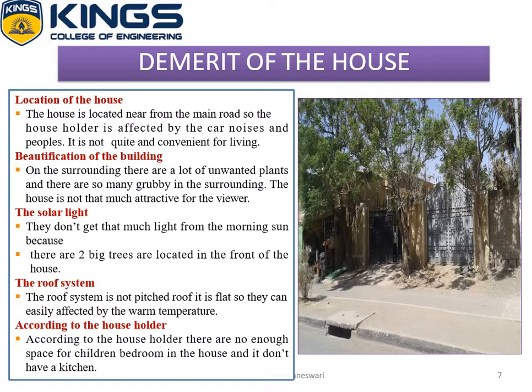The roof system is not a pitched roof, it is flat, so it is easily affected by the warm temperature. According to the householder, there is not enough space for a children's bedroom in the house and they don't have a kitchen.